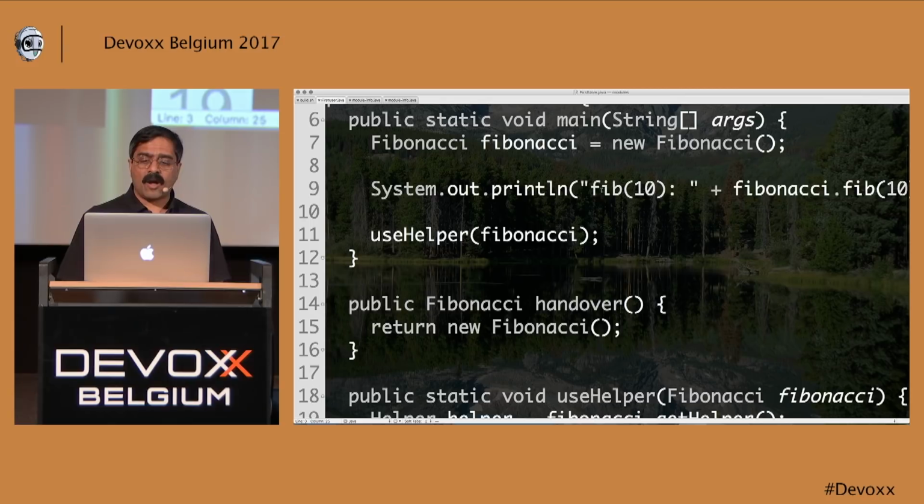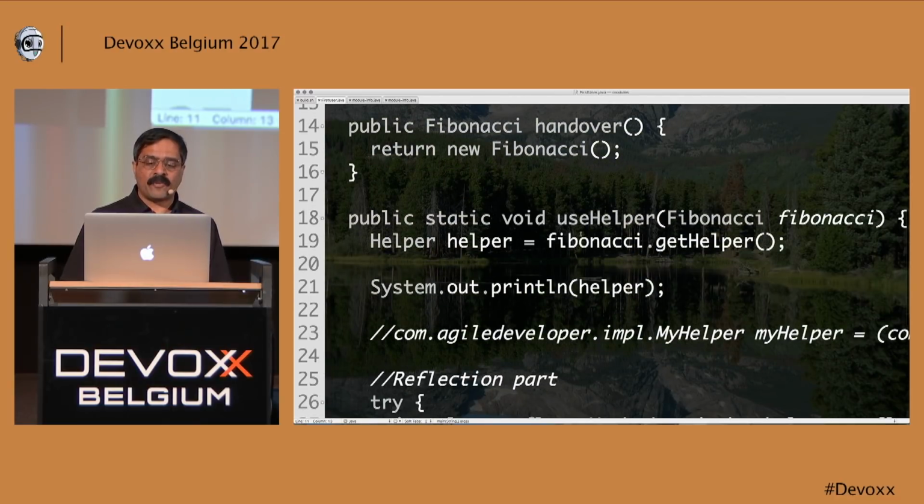And then, of course, I call the fib and print that. I have a use helper. What am I doing in the use helper? I'm asking for the Fibonacci's helper, which is the helper interface, and I'm printing it out. Let's leave it at that. We'll come back and see what this is going to do.